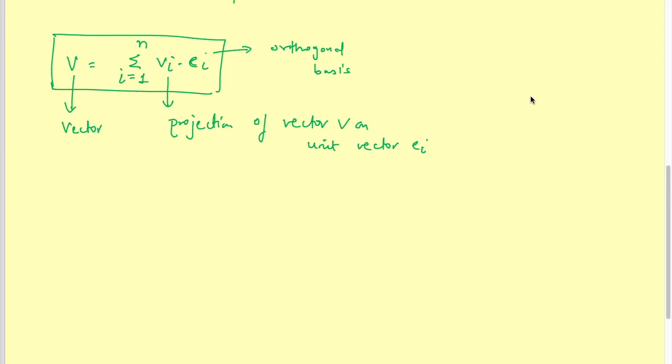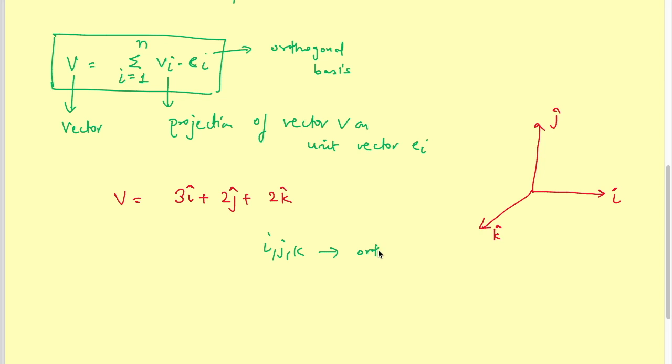What is going on in this formula is that we have some vector, say 3i plus 2j plus 2k. In this case, i, j and k are my orthogonal vectors, because they are perpendicular to each other: i dot j is equal to 0, i dot k is equal to 0, and j dot k is also equal to 0.